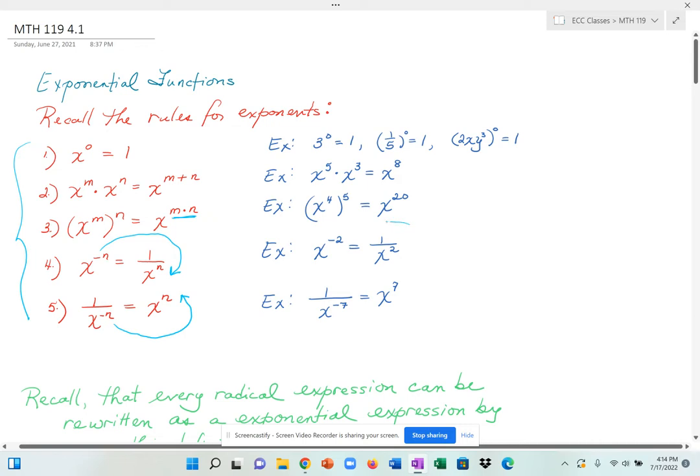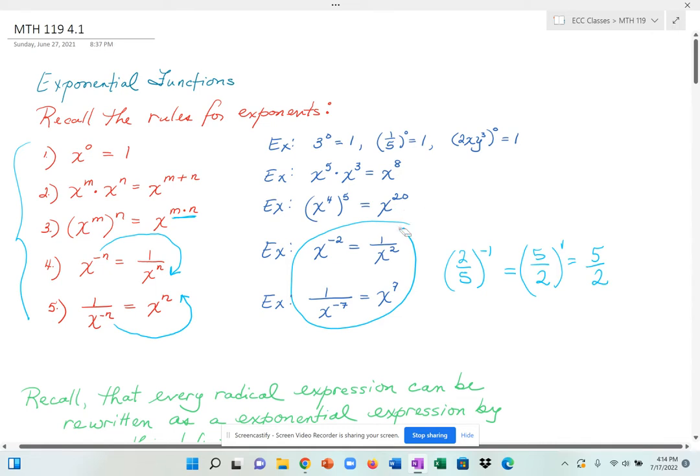So examples are here. X to the negative 2 equals 1 over x squared. 1 over x to the negative 7 equals x to the positive 7. If I had a fraction, suppose I had 2/5 to the negative 1, the whole thing in parentheses, raised to that power, that would be corrected by just taking the reciprocal of that, and 5 over 2 raised to the positive 1 power is just 5 over 2.